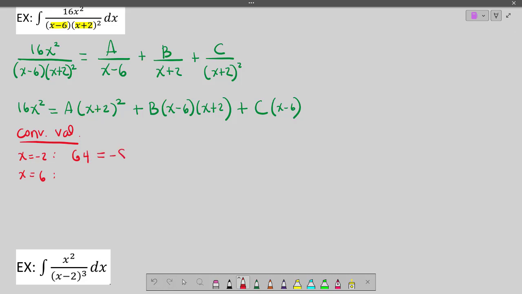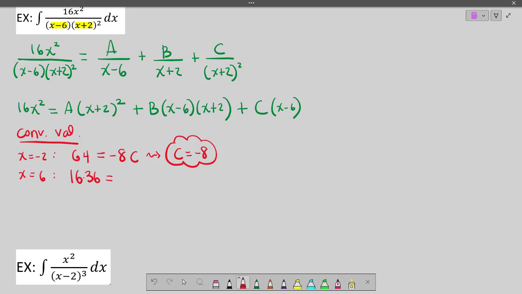-8c. Oh, great. This tells us that c is -8. So we've already solved for one of our letters. When we plug in 6, on the left, we are going to have 16 times 36. We'll deal with that in a moment.